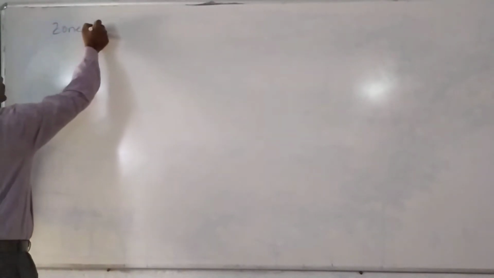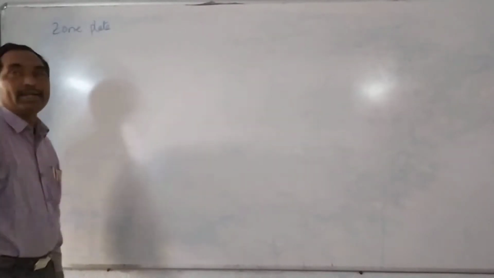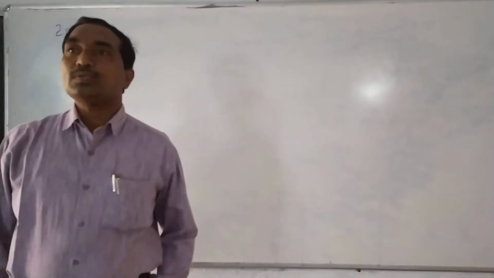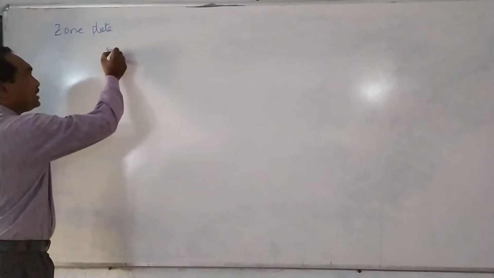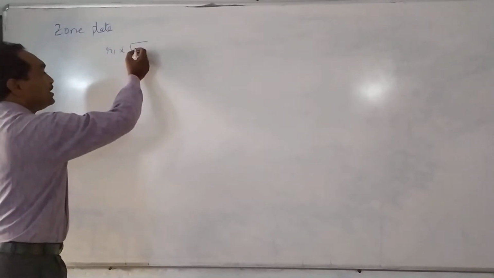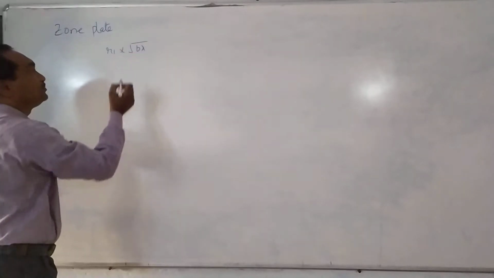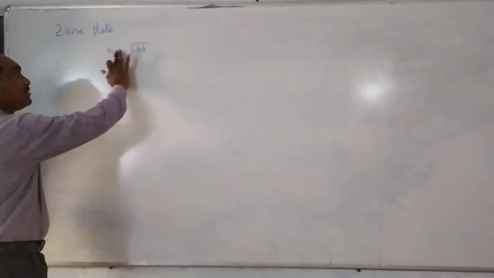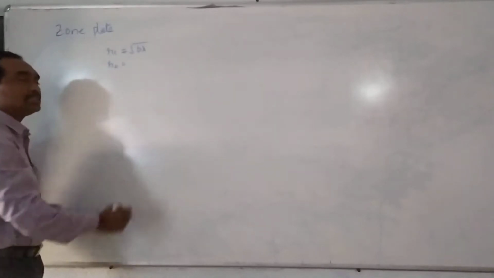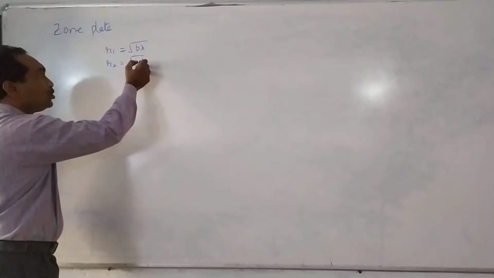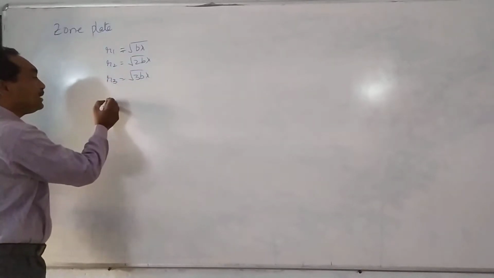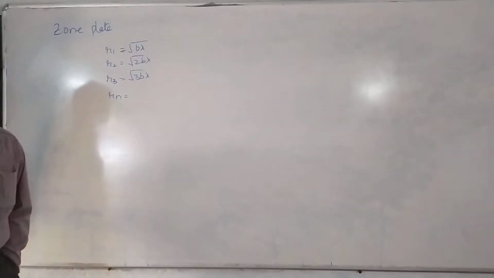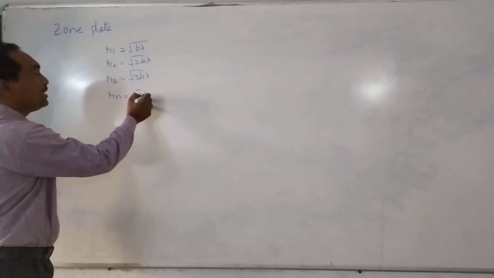So our aim is to discuss the zone plate, its construction and working. We know in half period zones, the radius of the first half period zone is directly proportional to root of 1 b lambda, or maybe r1 is equal to square root of b lambda. The radius of the second half period zone is square root of 2b lambda. The radius of the third half period zone is square root of 3b lambda. And similarly, the radius of the nth half period zone is square root of nb lambda.